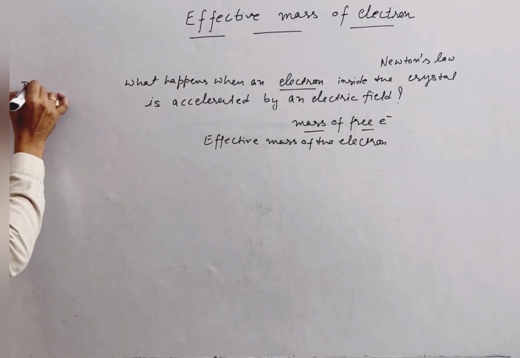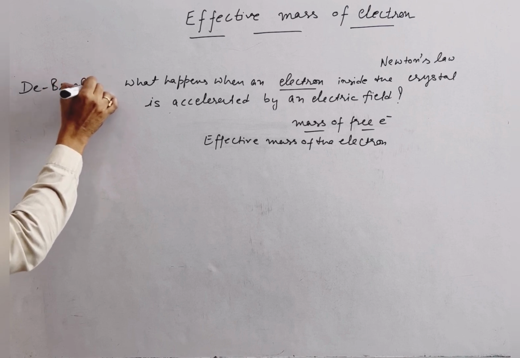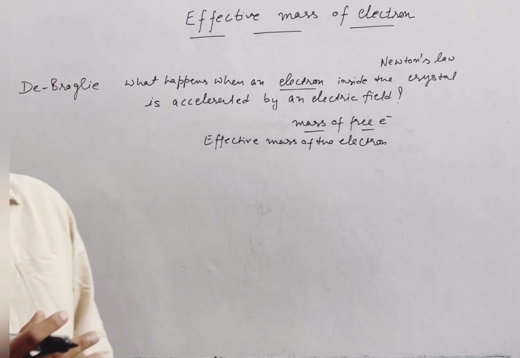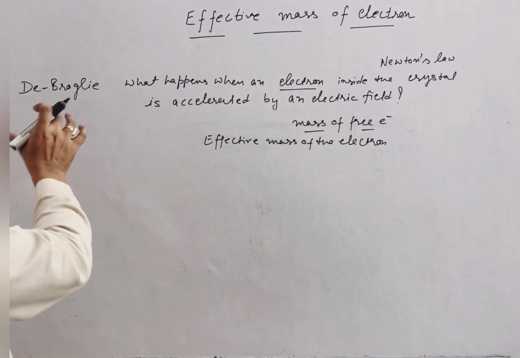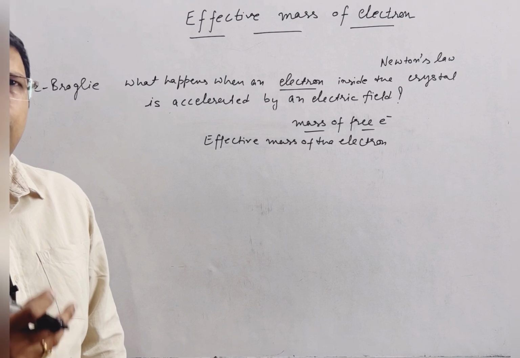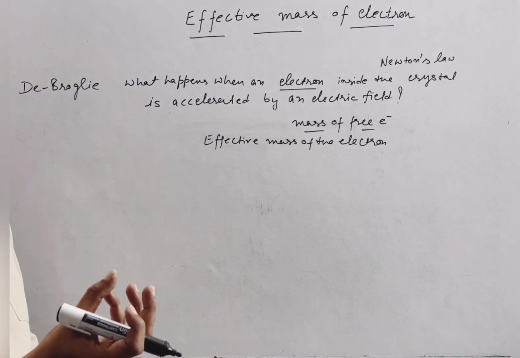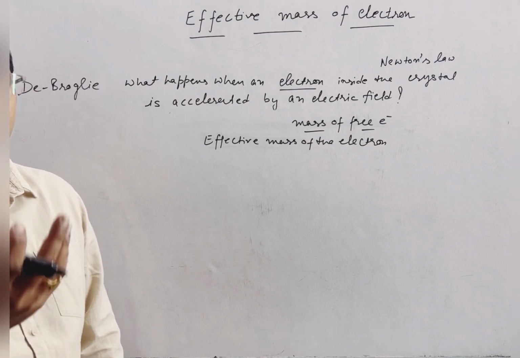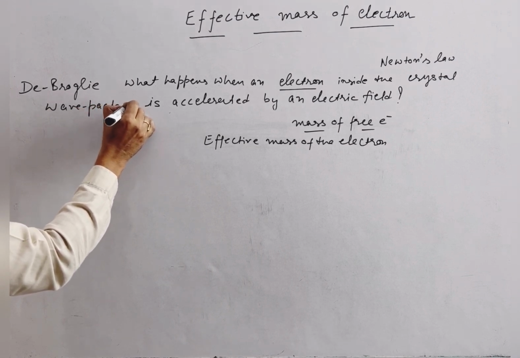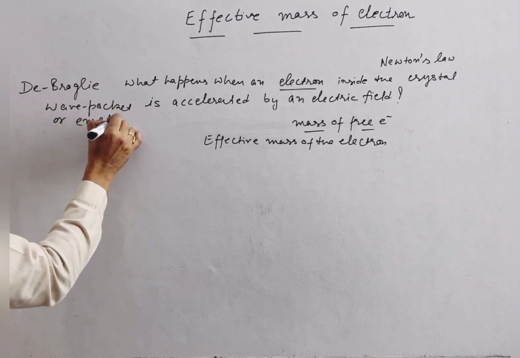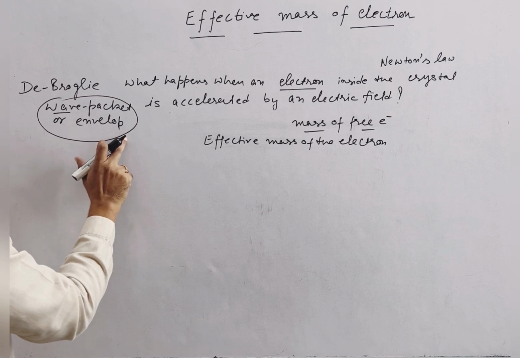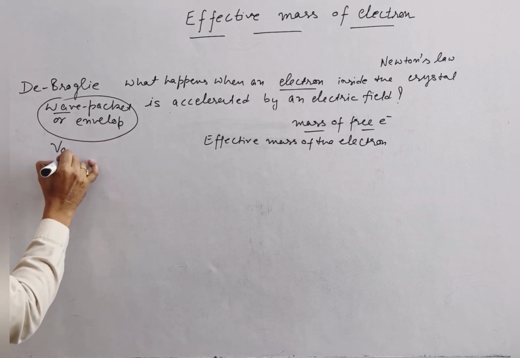Now we know, according to de Broglie, every particle is associated with a wave. But quantum mechanically, Schrödinger modified this statement: every particle is not associated with a single wave, but a group of waves. And those group of waves, when superimposed on each other, form a wave packet or envelope. Now, the velocity with which this wave packet or envelope moves is called group velocity, Vg.